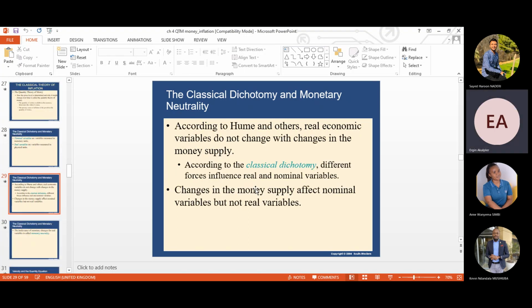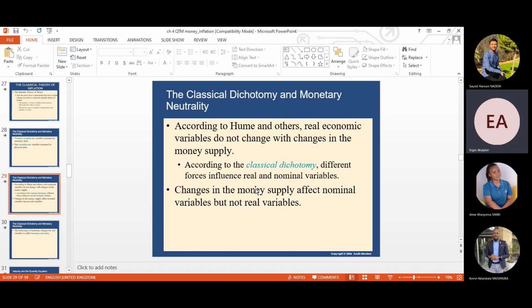And the classical dichotomy and monetary neutrality are also important in the economy. Hume and others also investigated and suggested these economic theories. Real economic variables do not change with changes in the money supply.